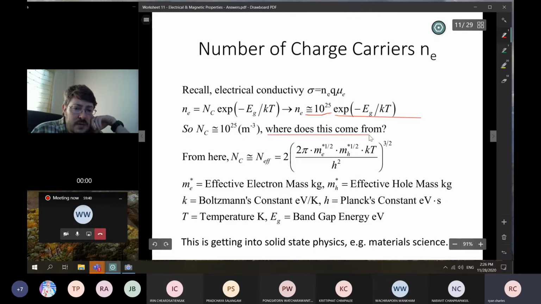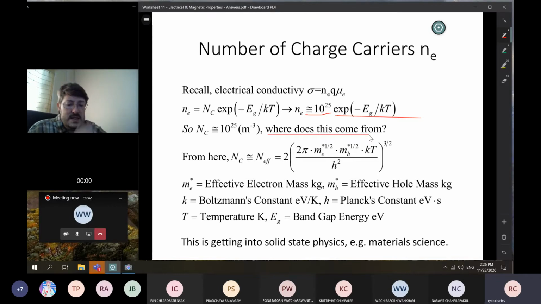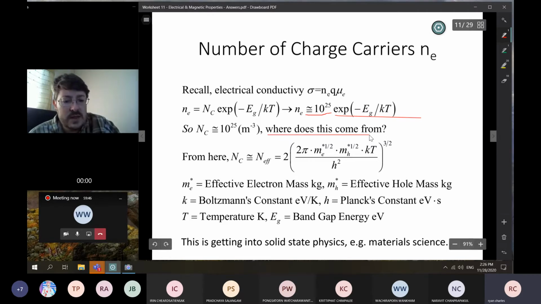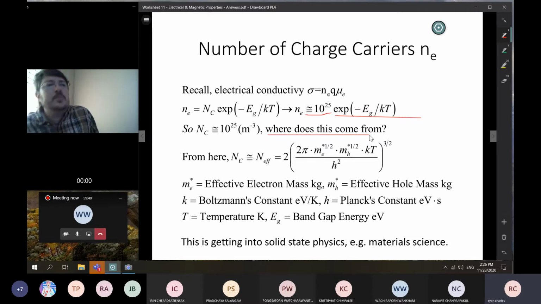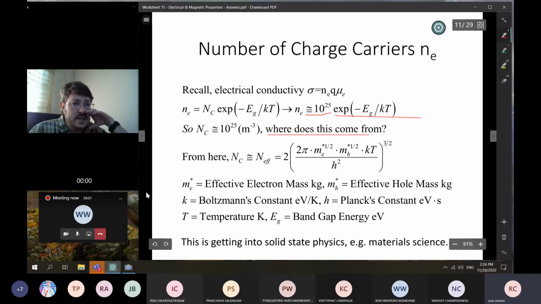Where does that come from? Right, if you look in the book, it just says 10 to the 25, and it doesn't say why. Where did it come from? Who made that number up? Right? And so you'd have to dig into physics books basically. You're getting into physics at this point. Solid state physics. All right.